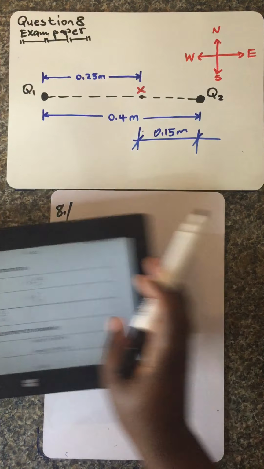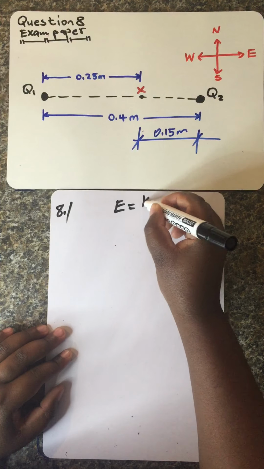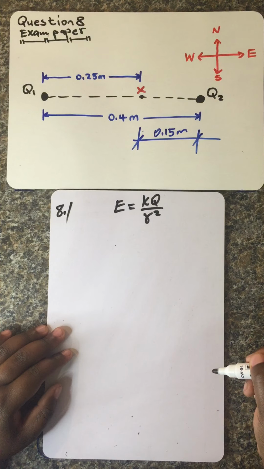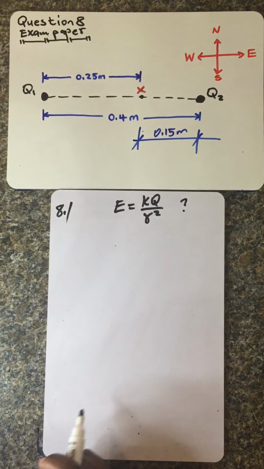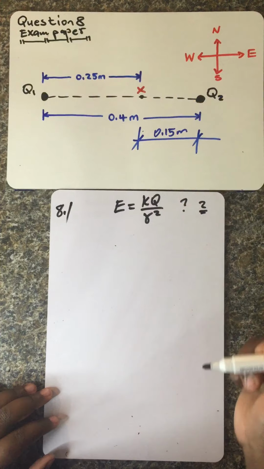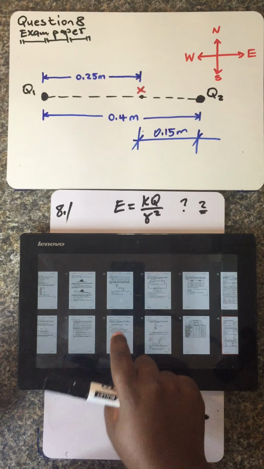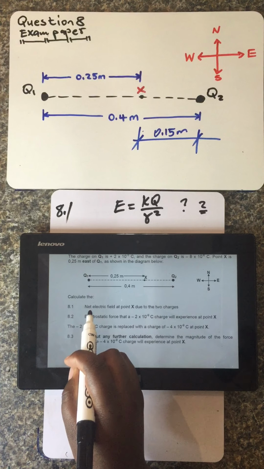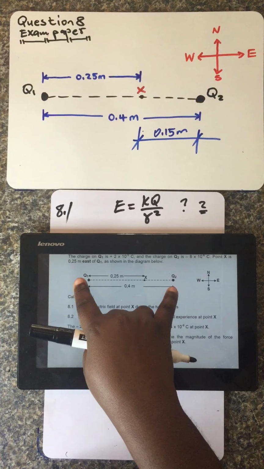Okay, very much important, guys. So the formula for calculating the electric field is E equals K charge over R squared. Very, very much important, ladies and gentlemen. But now, how many charges have you got? You've got 2 charges. So that means point X is experiencing electric field strength as a result of both of those charges. That's why the question said net. They want you to calculate the electric field at point X as a result of these 2 charges.